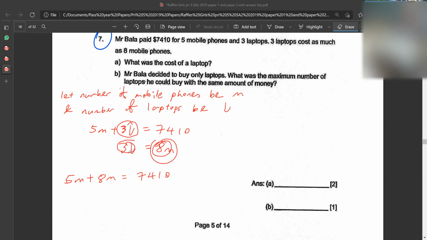They already say 3 laptops is 8 mobile phones. So what is 8 plus 5? 8 plus 5 is 13. Okay, that one simple math. If you're not sure, use finger lah. Sometimes Mr. Ng also use finger to see. But this one no need to use calculator lah. Mentally you can do 8 plus 5. Okay, you understand why 13M?